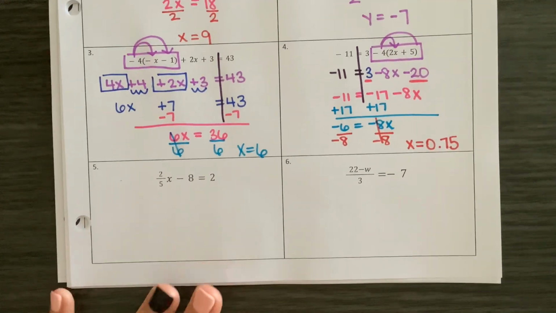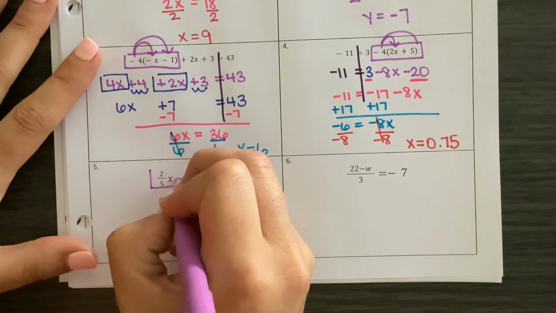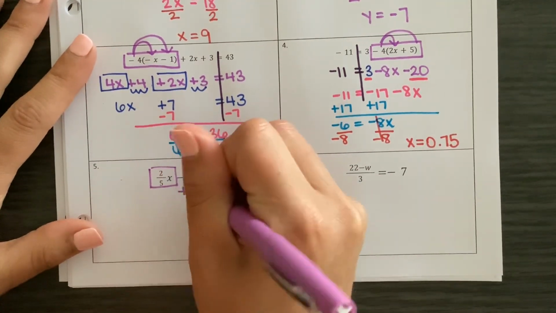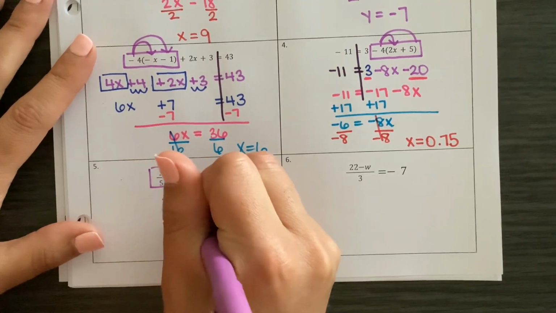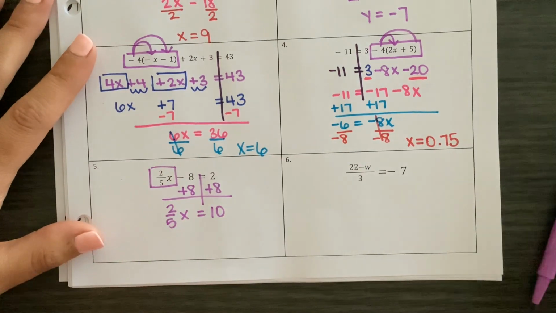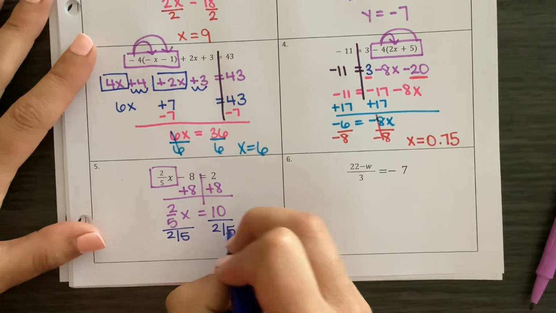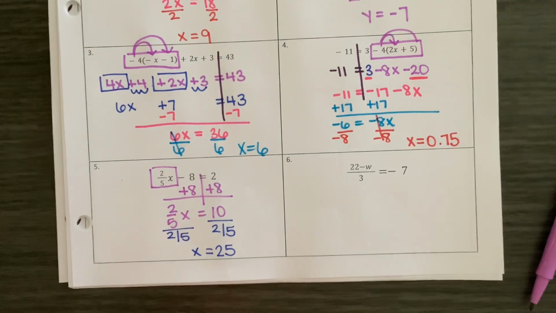Now, these two, I wanted to show you side by side because we're used to number 5. Number 5 is done the same way as what we did 1 through 4. This just goes back to two-step. I need to get my 2/5 x by itself. So my first step is to add my 8. 2/5 x equals 10. I can then divide by my 2/5, and x equals 25.